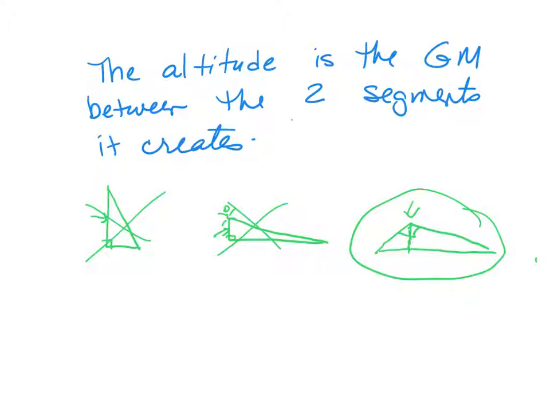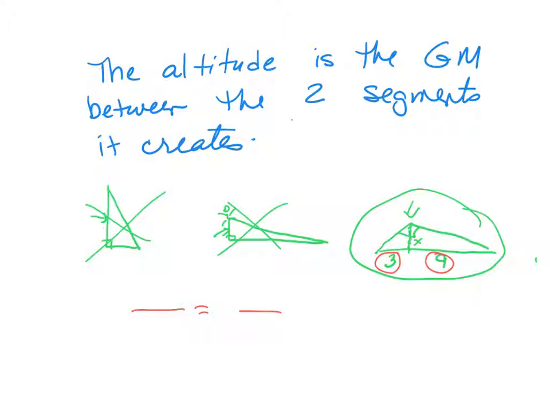Let's say that this number here is a 3 and a 9. And they want me to find the altitude. Okay? You're going to use this rule. What does the rule say? The altitude is the geometric mean. So what do you do? You set up a proportion between the two pieces of the hypotenuse that it creates. Well, this would be the hypotenuse because it's opposite the 90-degree angle. So it's between those two.